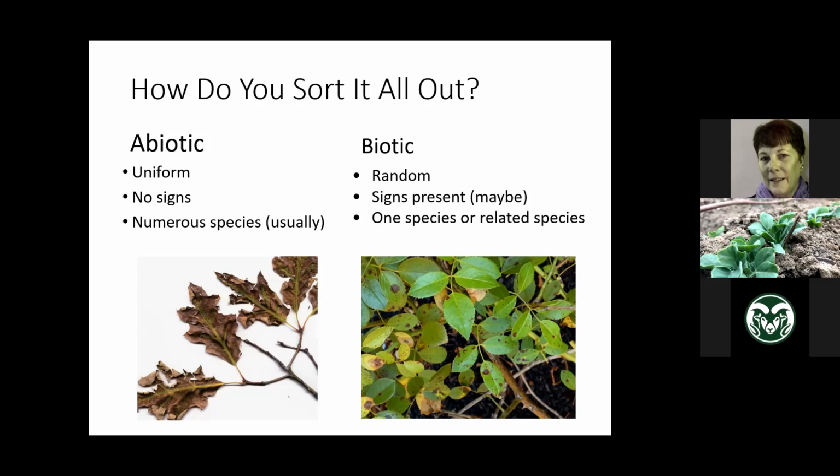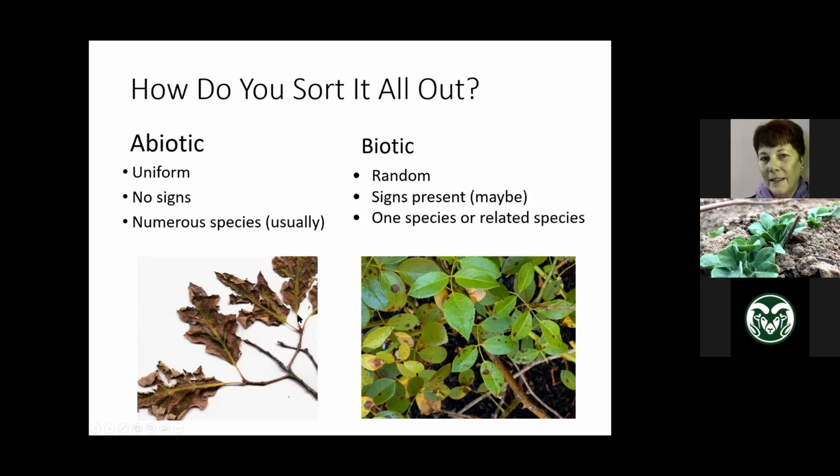If it's a biotic issue, meaning it's a pathogen or something else, generally it's going to be more random. We may see signs of a pathogen, so either the spores or powdery mildew or oozing or things like that. And it's usually confined to one species or plants in the same family with related species. So you can start eliminating based on that whether you're looking at an abiotic versus a biotic issue.